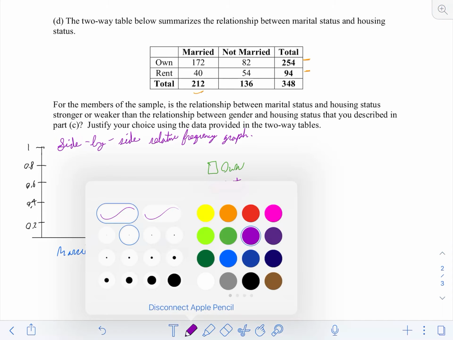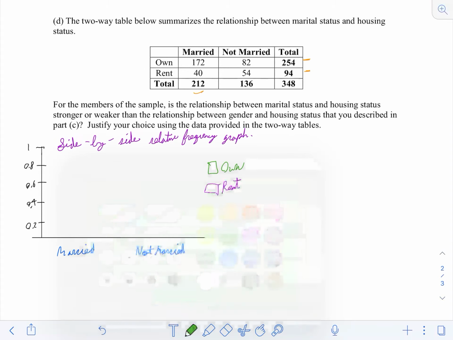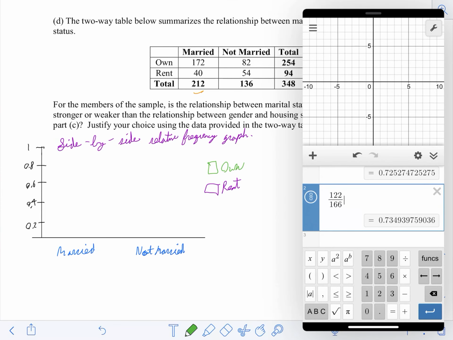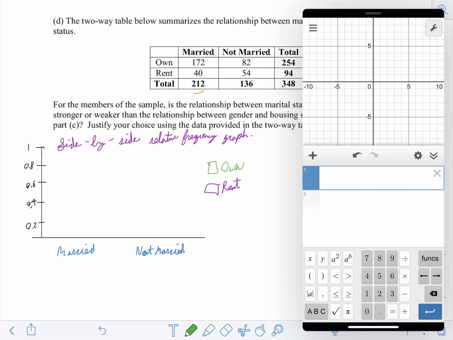Okay, so we just want to compare these graphs. Now, again, we do need to do some quick calculations here, so I'll pull up Desmos real quick. Let's do own first. Okay, so for them to have owned their own home, given that they're married, we've got 172 divided by 212. And that's 81% are married. So we're going to go ahead and graph that right up there.